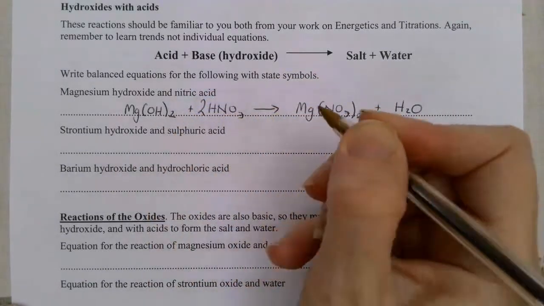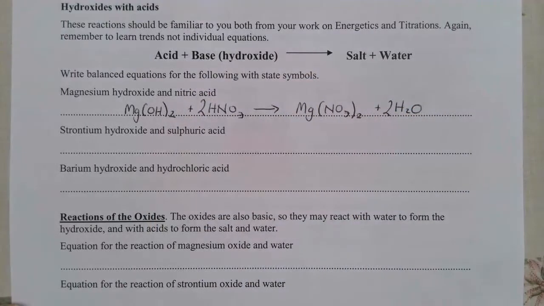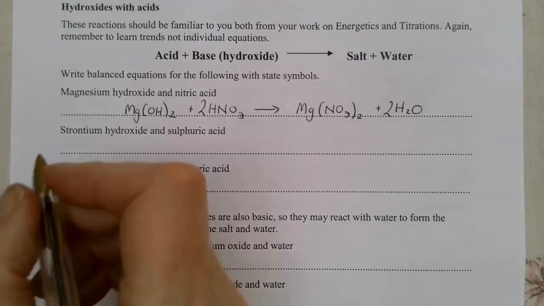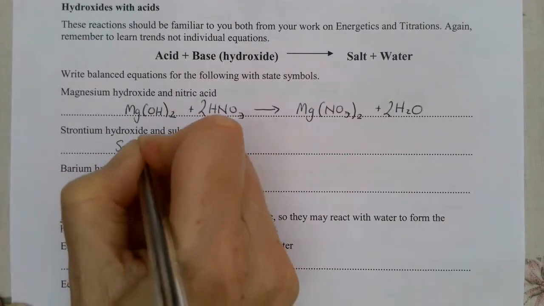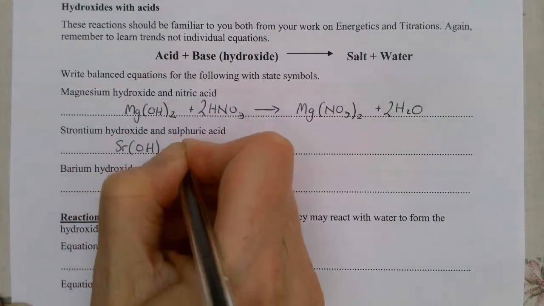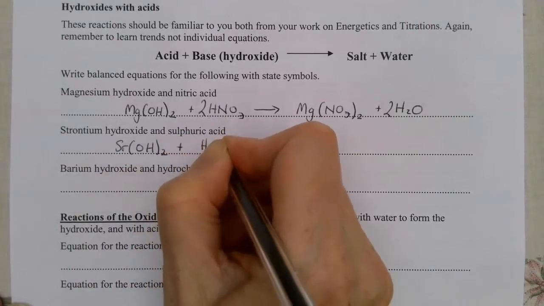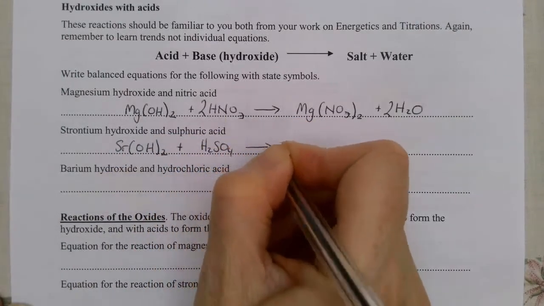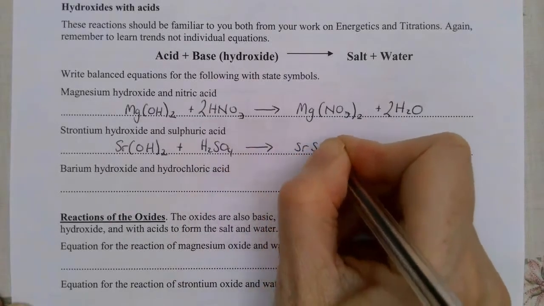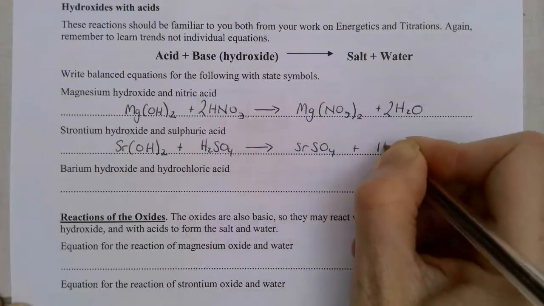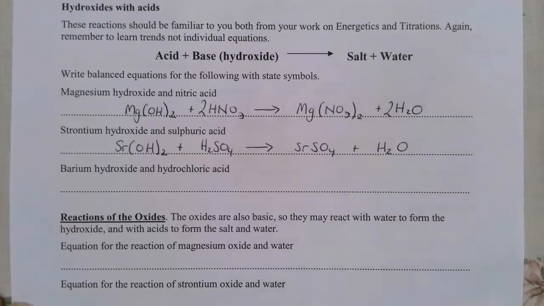And again, we need to balance it. This will give us 2 moles of water. Strontium hydroxide reacting with sulfuric acid, which is H2SO4, will give you strontium sulfate and again water. Notice we keep the sulfate ion together. Again, makes 2 moles of water.